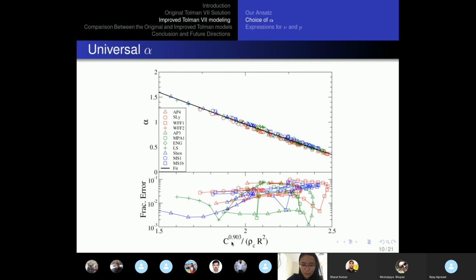If we set the power of the compactness to be 0.903, then all the alphas for all the equations of state and masses follow this nearly equation-of-state-independent relation, and the error can be less than 10%. So we decided to use this universal expression as the expression for alpha.